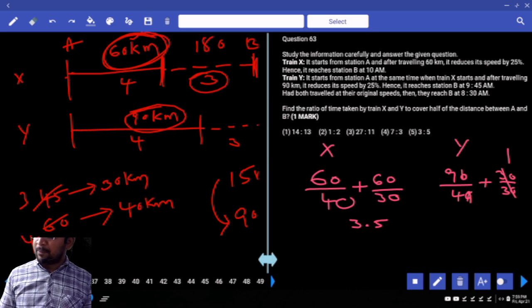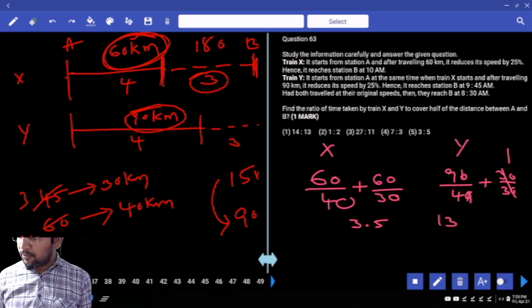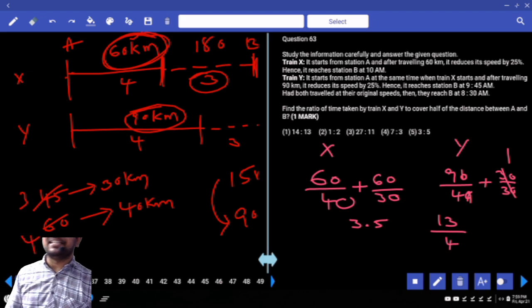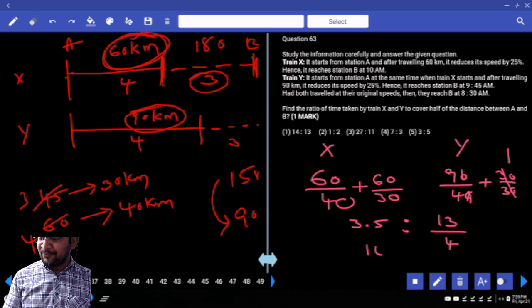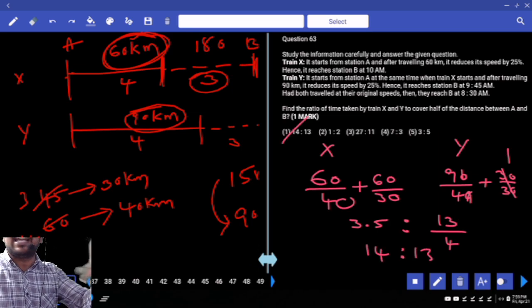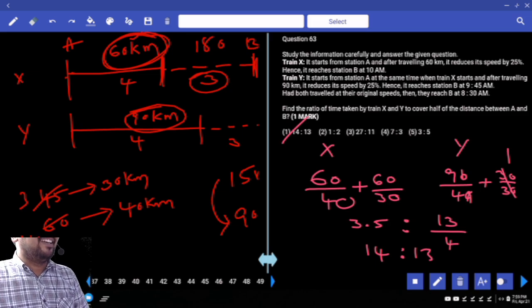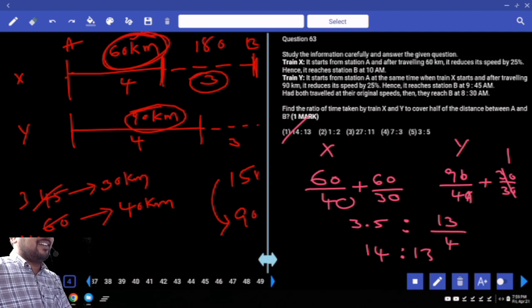9 by 1 plus 9 by 4 is nothing but 13 by 4 na. 4 comes to this side. 14 is to 13. So the answer is 14 is to 13. 3.5 times 14 only. They're asking only half distance. Are you clear, Nana?